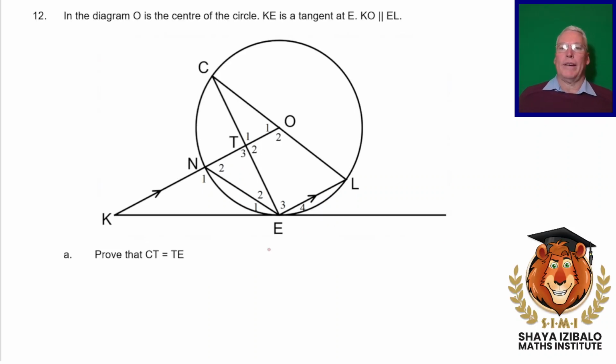So when we look at this diagram, we're told about the parallel lines, which we can see. We can also see that we've got a diameter. We know things about diameters and semicircles. We can also see that we've got a tangent. So the first question says prove that CT is equal to TE. Now if we look at CT and TE, they are on a chord.